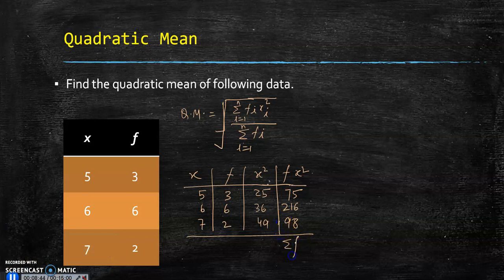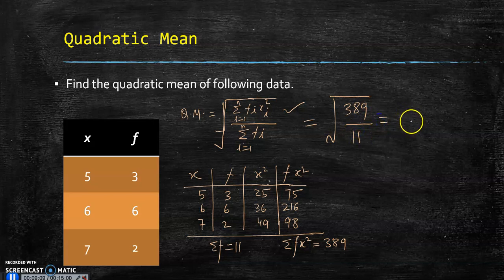So that is the sum of fx square and that is going to give me 389. That's the numerator I have calculated. I need the sum of f. So 6 plus 3, 9 plus 2, that gives me 11. I'm going to substitute all these values here. It's going to be the square root of 389 divided by 11, and if I calculate this entire figure, it's going to come out to be 5.94. So that's how the quadratic mean can be calculated for discretely grouped data.